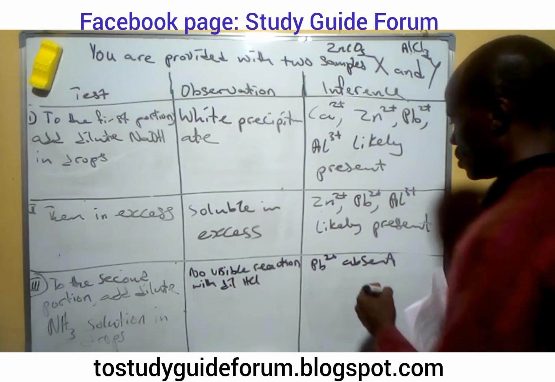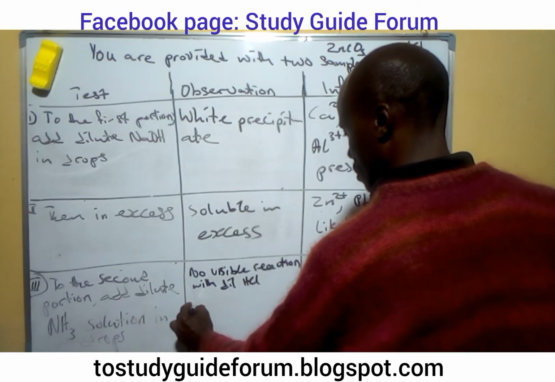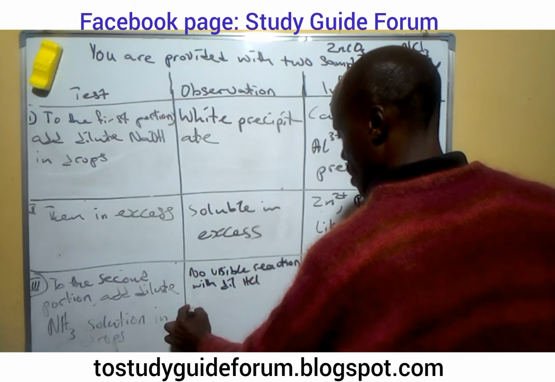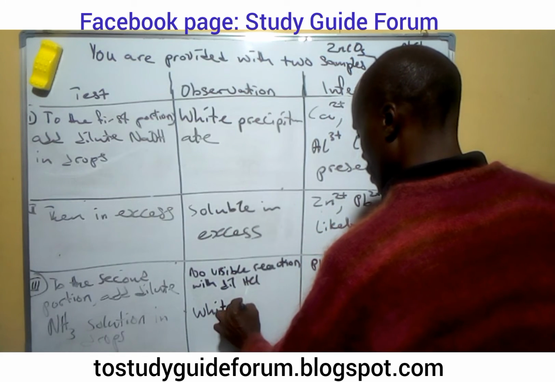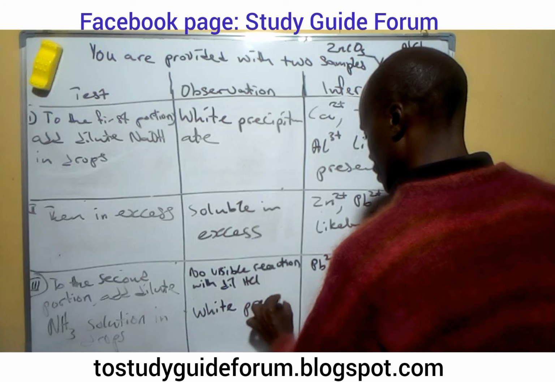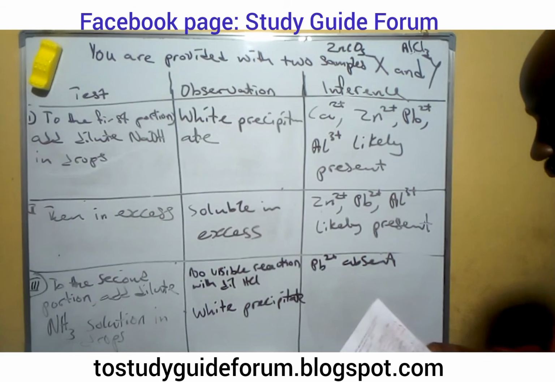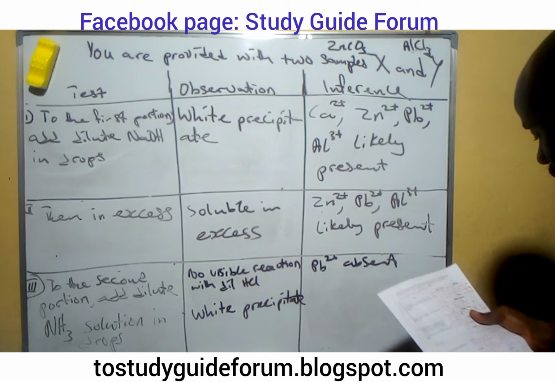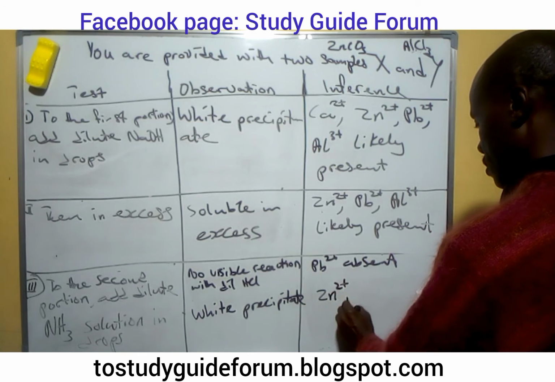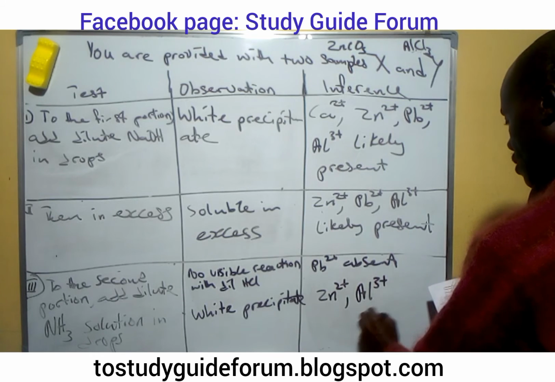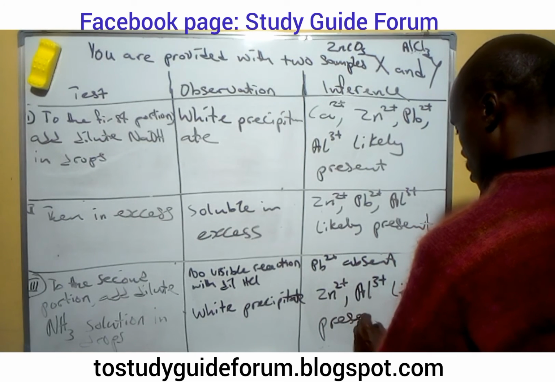So the next one, then we can add our ammonium solution. When we add our ammonium solution in drops, we have a white precipitate, meaning that zinc ion and aluminium ion are likely present.